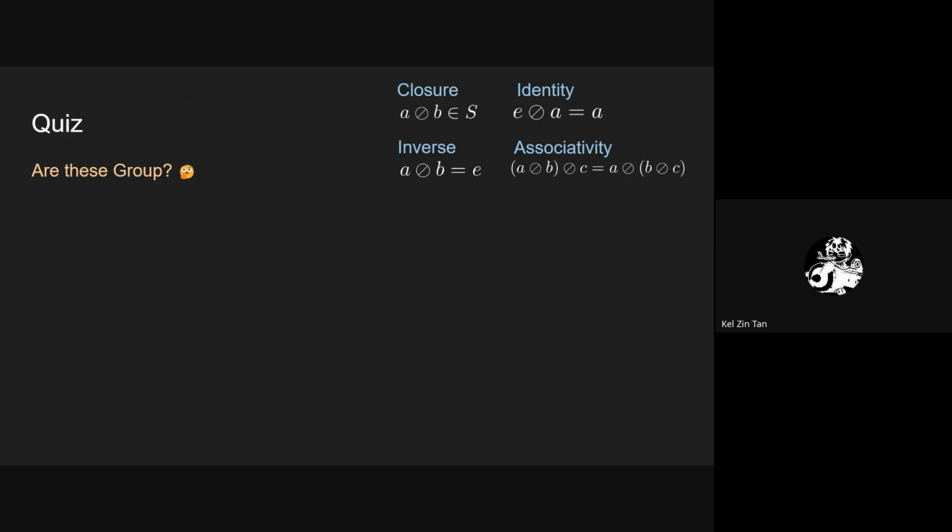Okay, so let's start with some quizzes. Is this a group? This is the integers with the operation addition. Okay, let me start a quiz. Is this a group? I have started a poll. Not sure if you all can see. Okay, I see votes coming in.